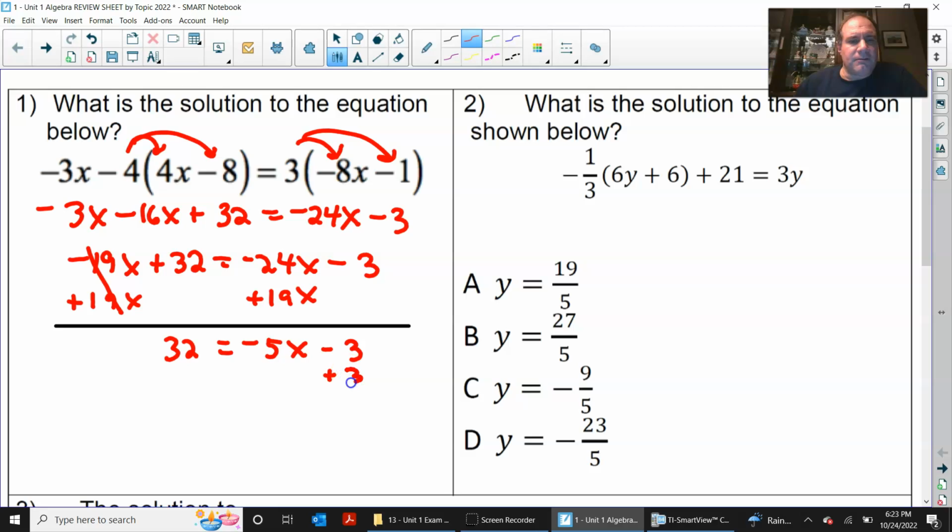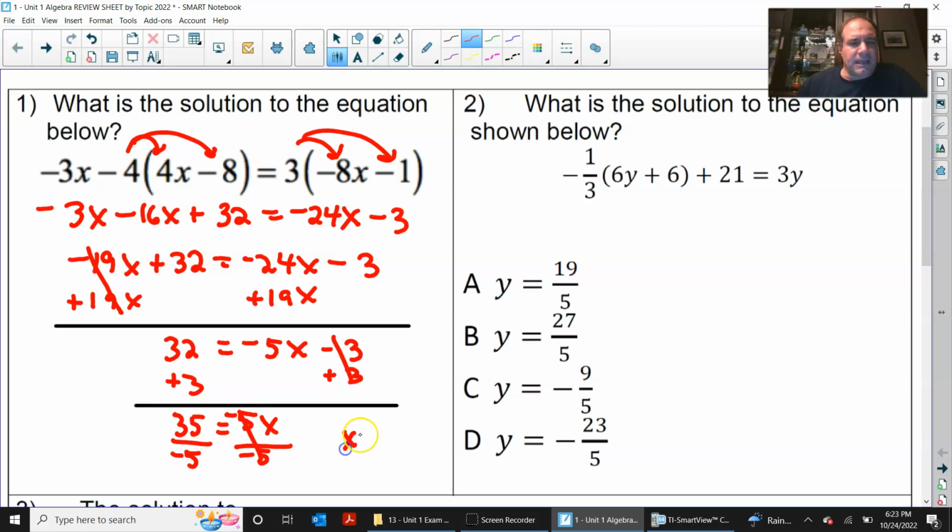You add 3 on both sides here, and the 3's will cancel. You have 35 equals negative 5x. When you divide, you're dividing by a negative 5, and you're going to get x equals negative 7. And that's your answer on that.